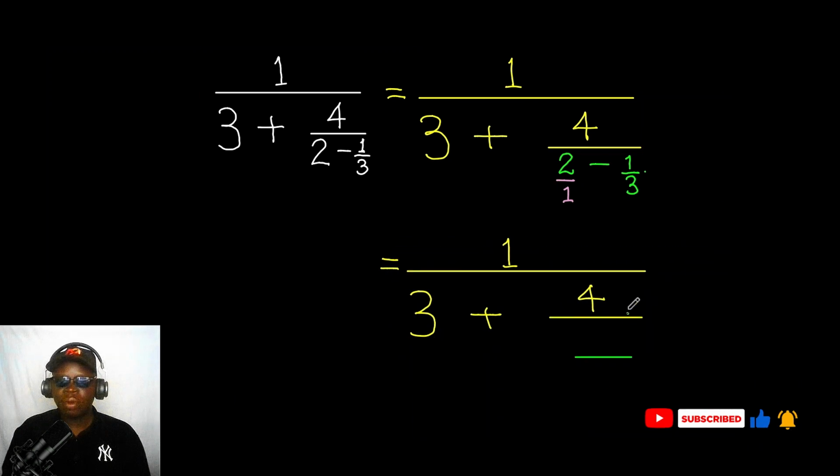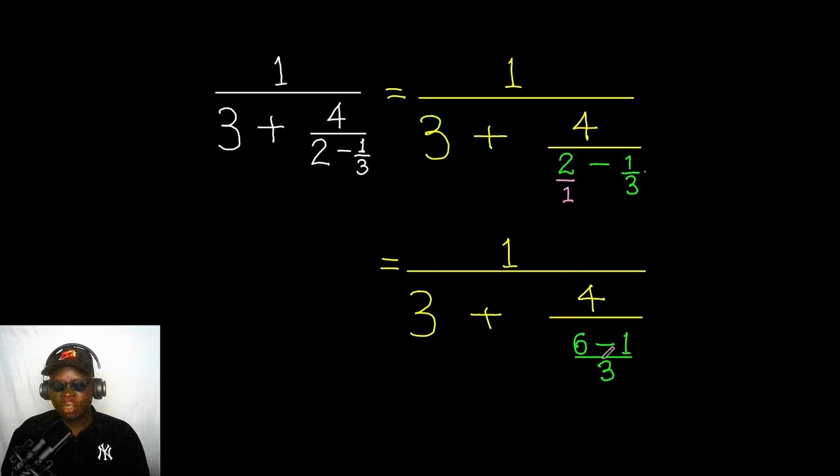The LCM of 1 and 3 is also what? 3. So we can divide 3 divided by 1 is 3, and 3 times 2 is 6. So we're going to put a 6 here, and the sign in the middle is minus. So 3 divided by 3 goes 1. So 1 times this 1 is also 1.